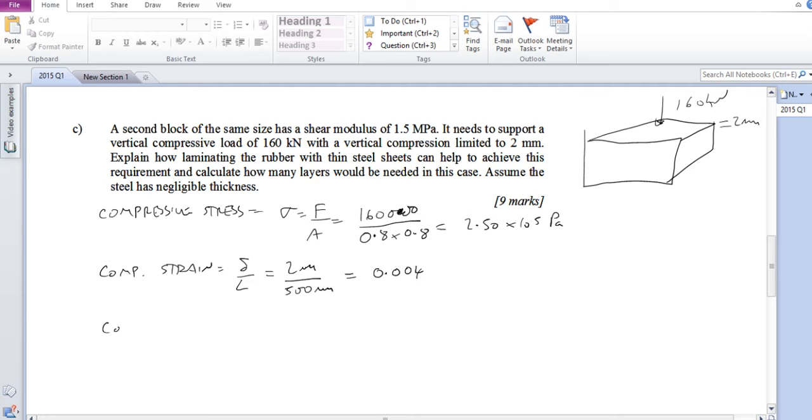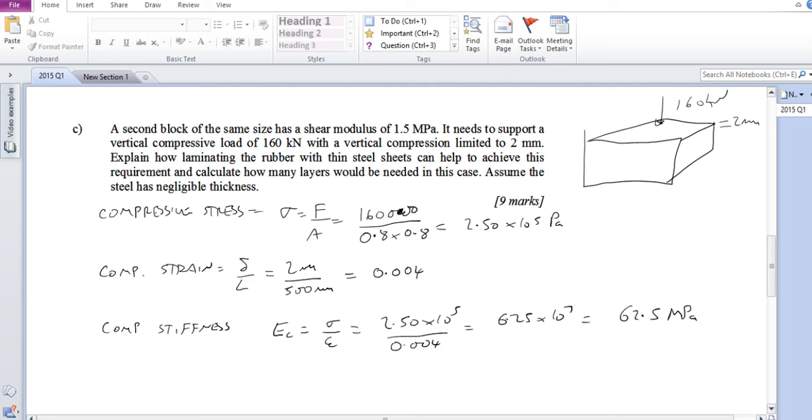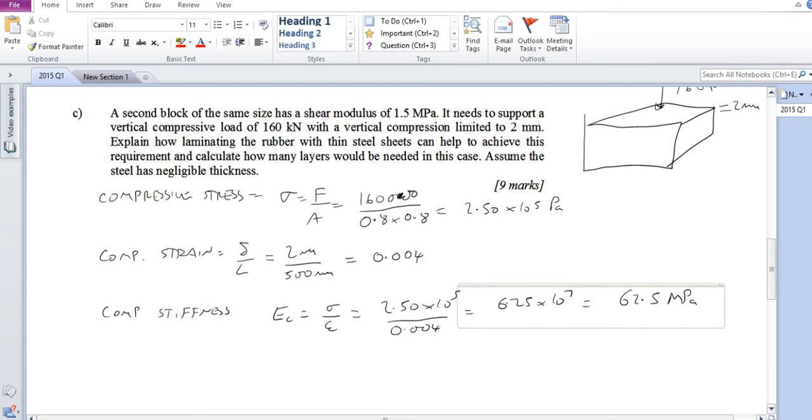So then what we have is the compressive stiffness that's needed. Let's call it EC, is the stress divided by the strain, which is 2.50 times 10 to the 5 divided by 0.004, which comes to equal 6.25 times 10 to the 7, or 62.5 megapascals. Now we've got a shear modulus of 1.5 megapascals, so we've got to try in some way to get to a compressive stiffness of 62.5 megapascals, much bigger.